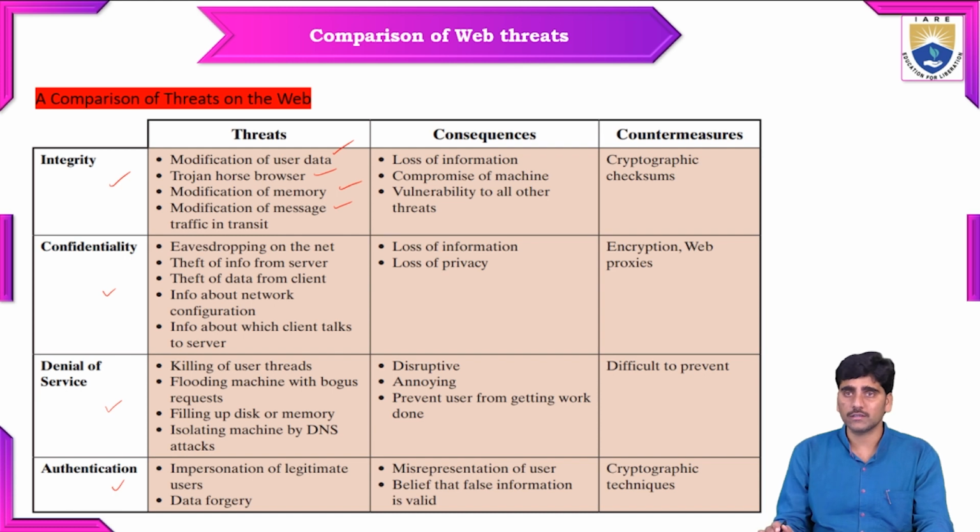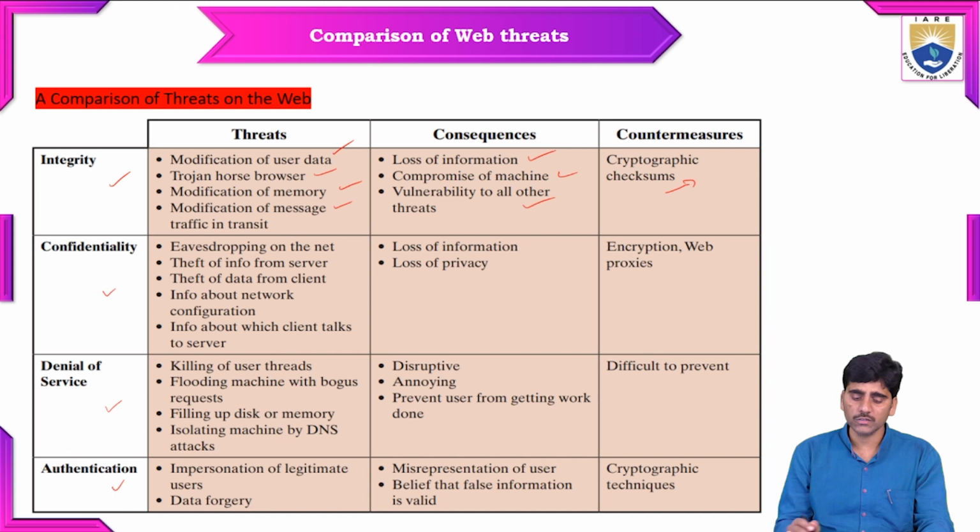For all these integrity threats, what are the consequences we are facing? Loss of information, compromise of machine, and vulnerability to all other threats. And the countermeasure is cryptographic checksums. This is one among the different countermeasures, and the best measure is cryptographic checksums.